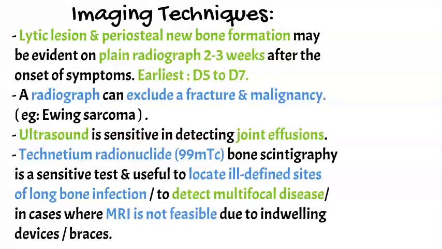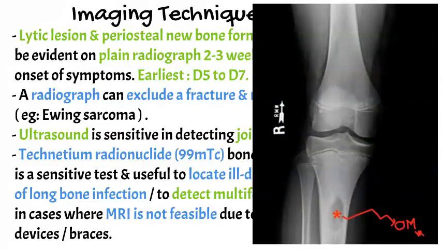Technetium radionuclide, or three-phase technetium radionuclide bone scanning or bone scintigraphy, is a sensitive test and useful to locate ill-defined sites of long bone infection or to detect multifocal disease, or in cases where MRI is not feasible due to indwelling devices or braces. This radiograph of right knee region shows an osteolytic lesion at the proximal one-third of right tibia that might suggest osteomyelitis.